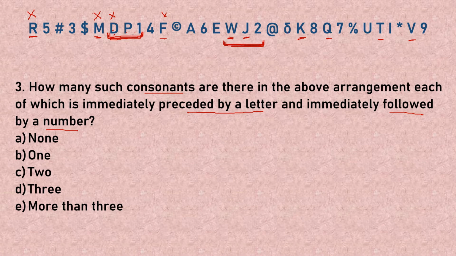And after that, again, a symbol and a letter, a number and a number here. So yes, we have two such consonants which are preceded by a letter and followed by a number. So what should be our answer here? Our answer should be option C, that is 2.